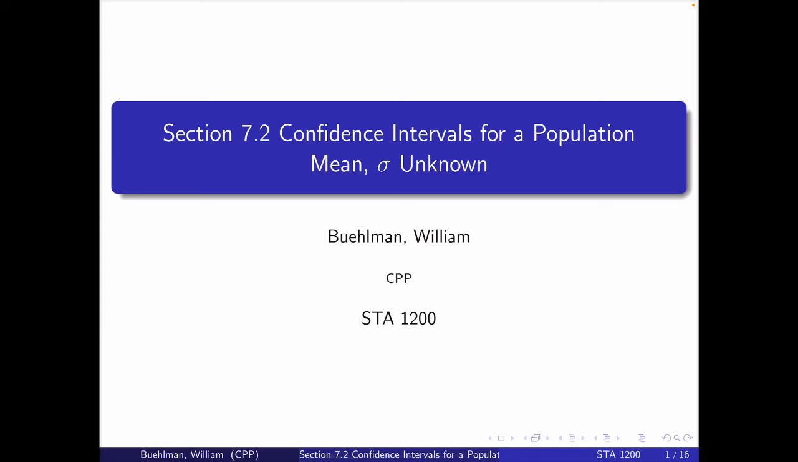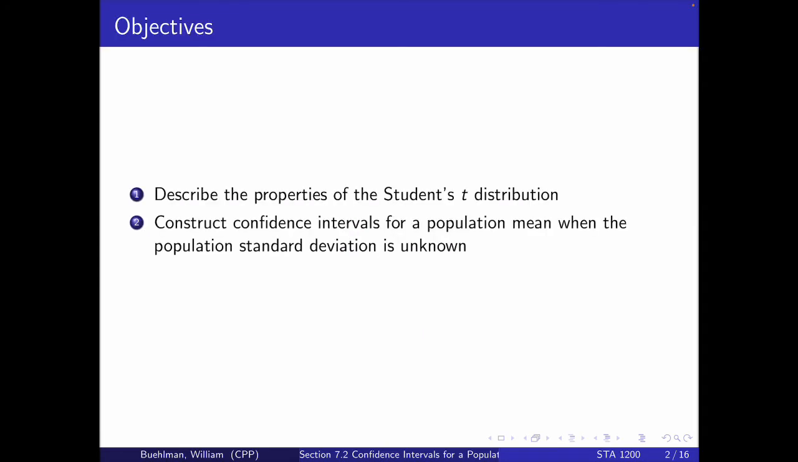I am your instructor William Buellman, and today we are covering section 7.2, confidence intervals for a population mean, sigma, the population standard deviation, unknown. The objectives for today are to describe the properties of the student's t-distribution and to construct confidence intervals for a population mean when the population standard deviation is unknown.